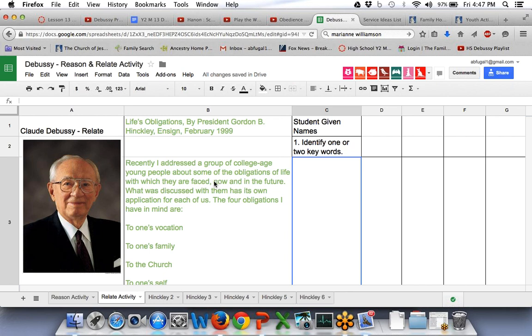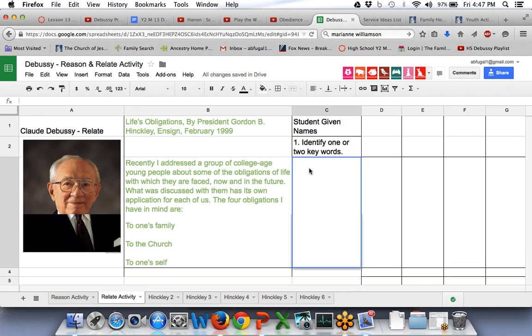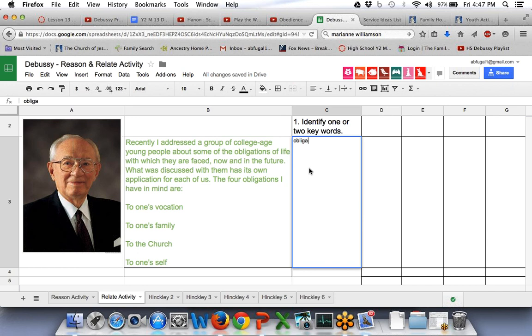Let's not worry about the names, because that leaves too many out. So just say, like, maybe we could say obligations, and you just tell me obligations and we'll type it in, or you can type it in or type it in the chat. Put it at the top. Any other keywords?